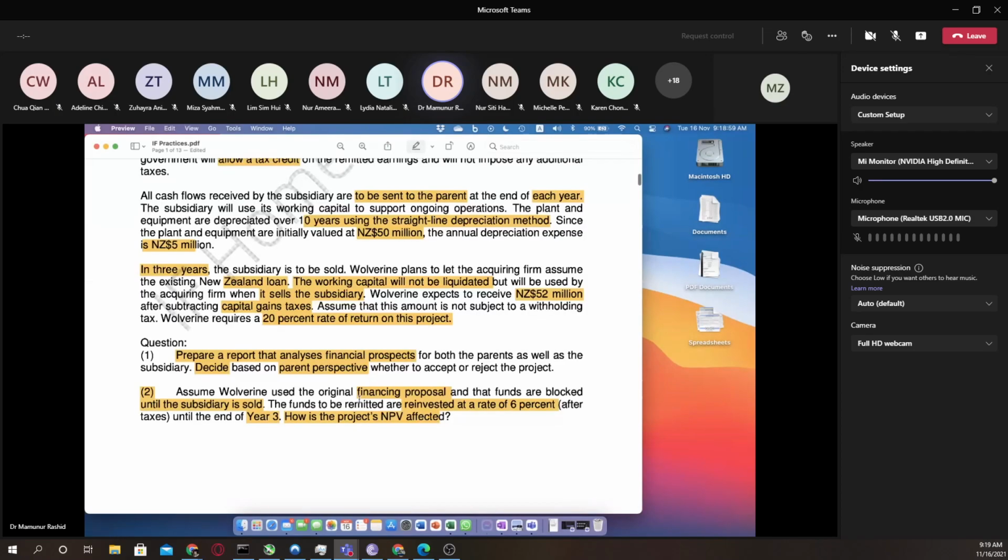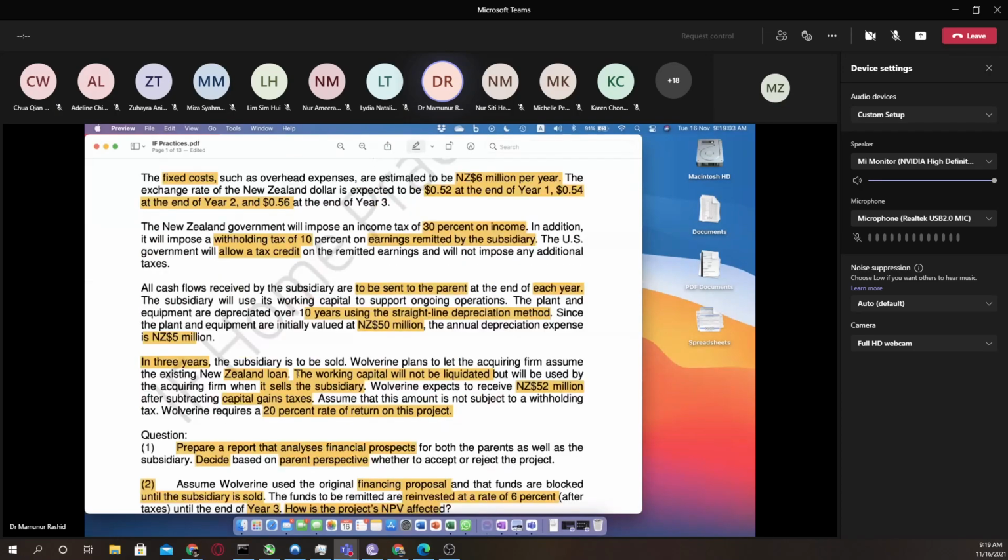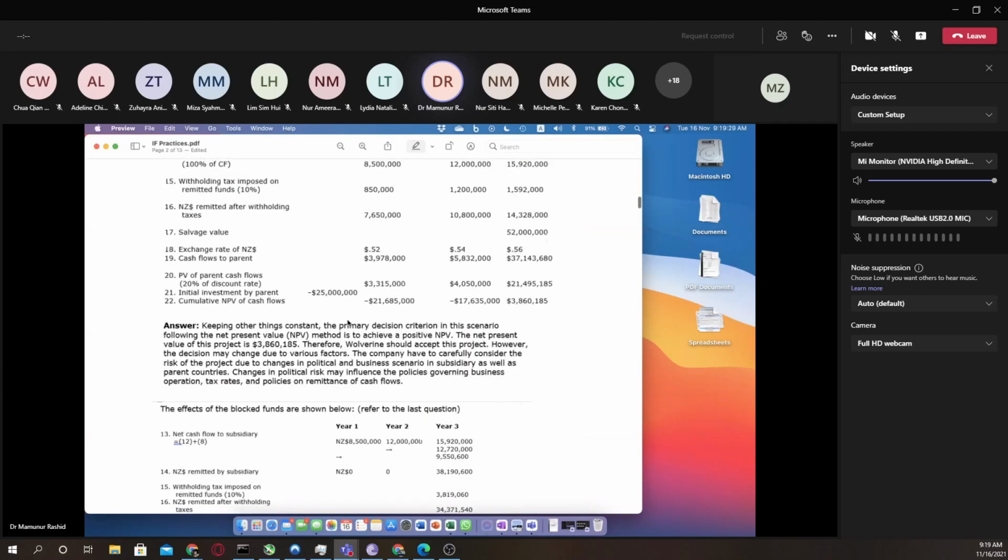In the previous example, the Wolverine case, remember this here. The working capital will not be liquidated, right? Remember this point? So working capital will not be liquidated, meaning that this working capital will not come back to the company because the working capital is actually financed by the bank. So the company will not see the working capital coming back. That's why in the Wolverine case, with the initial investment at the end and with the salvage value of 52 million, there is no working capital coming back.